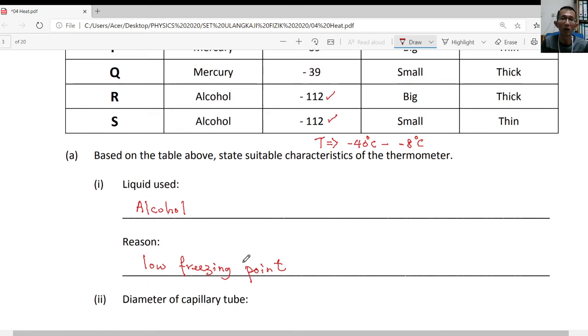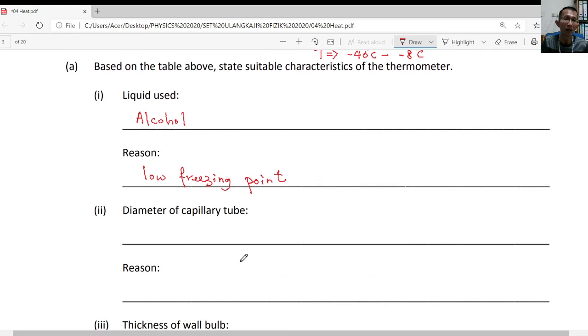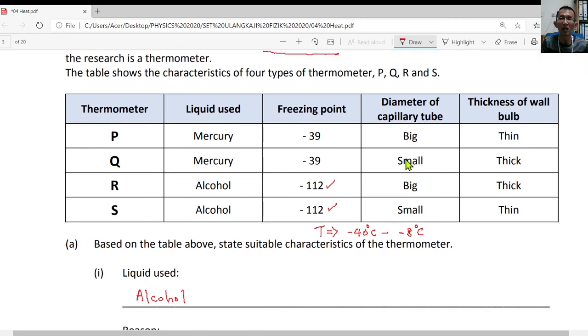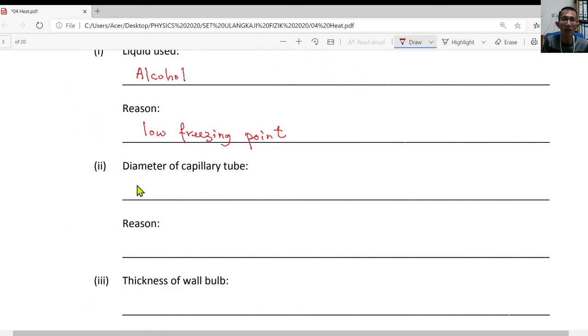Alright, enough with it. So we go to the next aspect, diameter of capillary tube. I have big and small. For the capillary tube here, definitely I will need to choose a small one. So I choose small diameter. Why? It will be more sensitive. It can detect changes, even the slightest change.